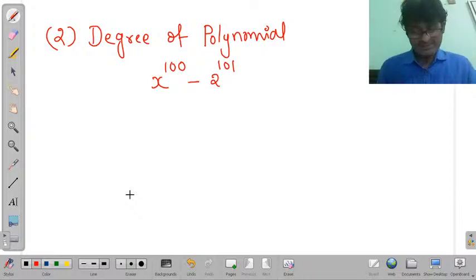Sunita Lanka, you need not say sorry, you just try to understand, okay? You need not say any sorries. x power 100 minus 2 power 101, this is what we have. What is the degree of this polynomial?